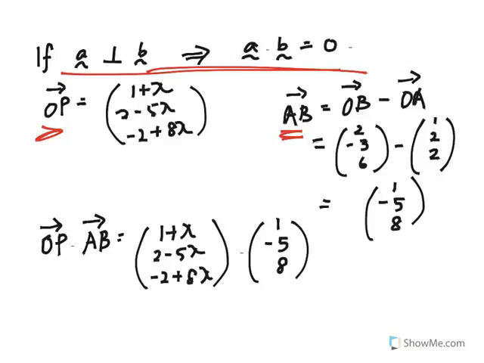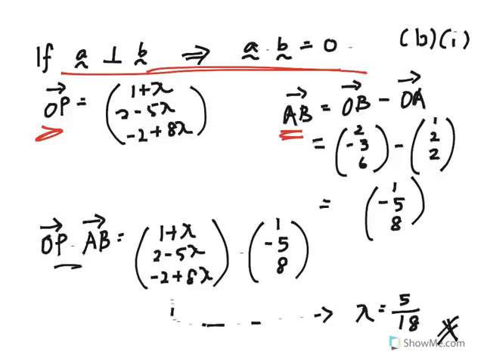Okay, and solving this by yourself, you can just try to do it by yourself, right? Through a series of algebraic multiplication, you should get your lambda to be equal to 5 over 18. I hope you can do the scalar product by yourself. So that is for B part 1, because we want this to be equal to 0. Solving this equation, your lambda is equal to 5 over 18. Okay, that is for B part 1.